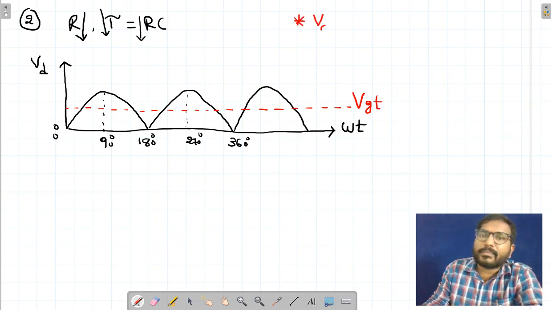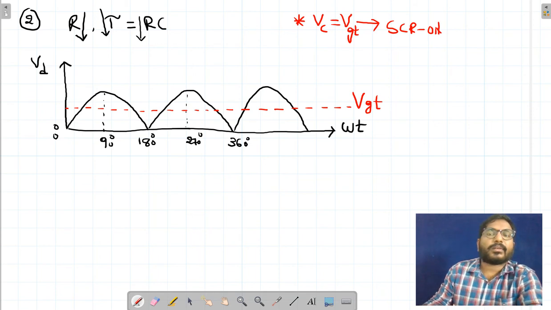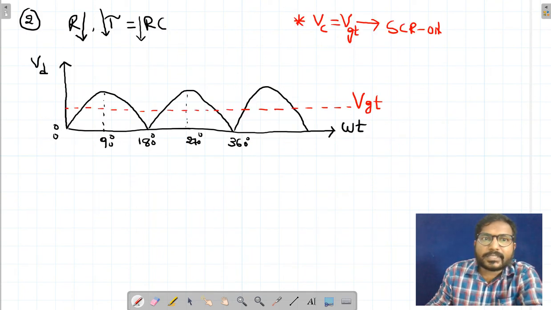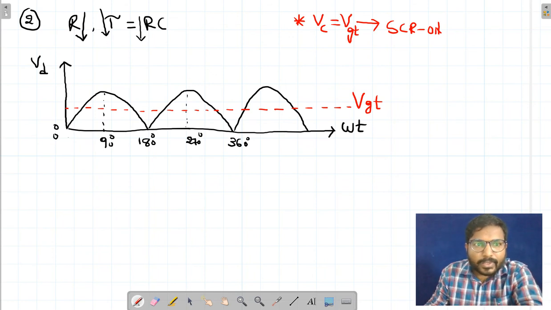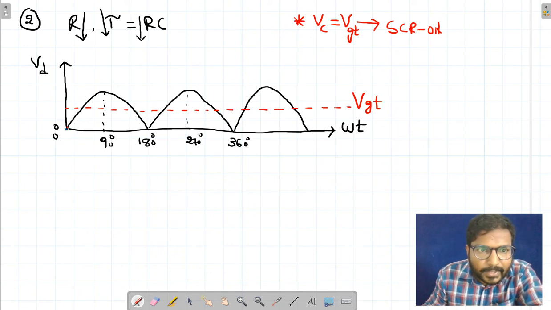At what instant can the SCR be triggered? Very important: when VC matches VGT, or VC reaches VGT, at this instant the SCR can be triggered, means the SCR can be on. So as R is less in the charging path, the charging time will also be less. Now coming to the capacitor charging procedure, the charging time is less, so it can reach VC in a less time.